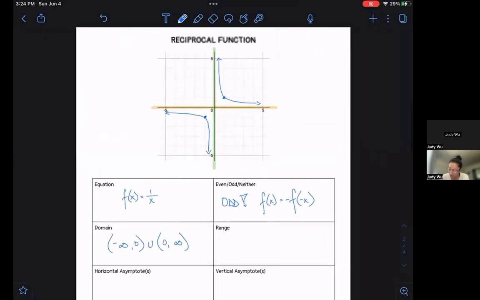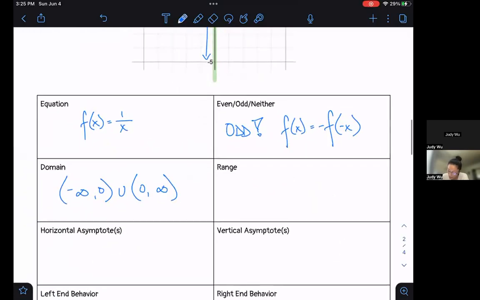All right, let's talk about the range. Looks like I've got y values down here and y values up here, but what I'm missing is this y value at y equals 0. And so in this case, our range is actually going to be the same as our domain. Okay, so we're both missing 0.